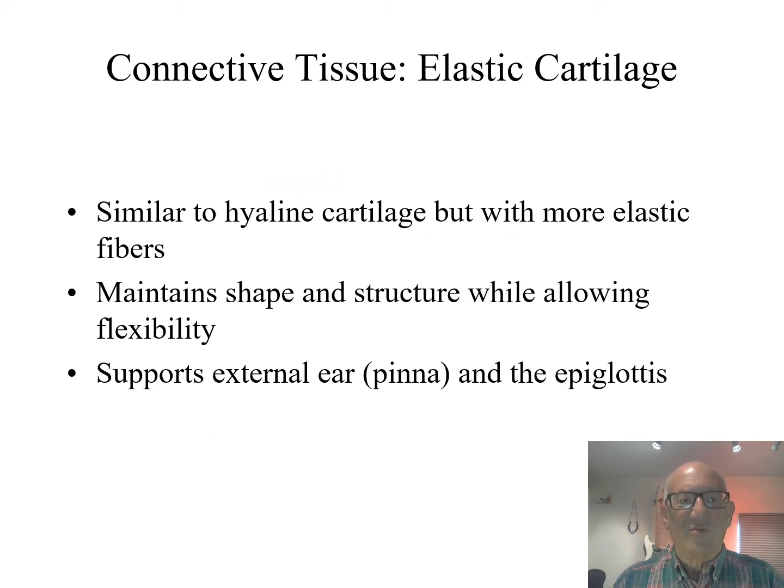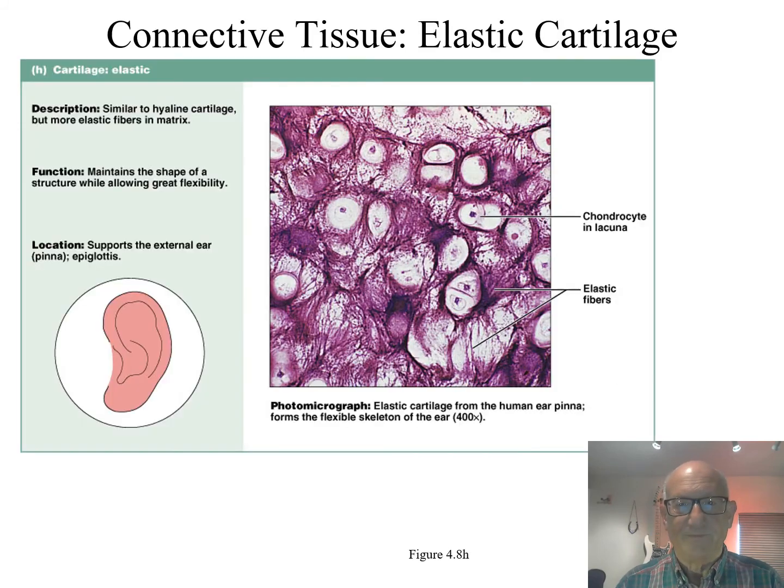Elastic cartilage is similar to hyaline cartilage, but with more elastic fibers. It maintains its shape and structure while allowing flexibility. It supports the external ear, or the pinna, and the epiglottis, which we find in the throat. Elastic cartilage looks something like this. We see a lot of elastic fibers in it, very densely packed elastic fibers all in this area. Here we see lacuna, and in the lacuna we have the living cells, or chondrocytes.